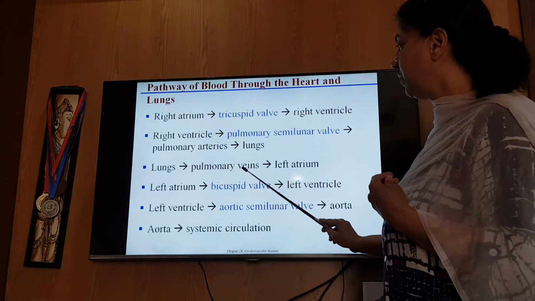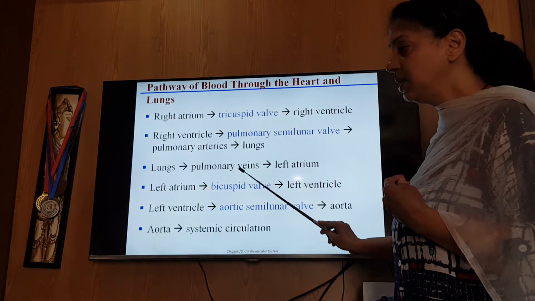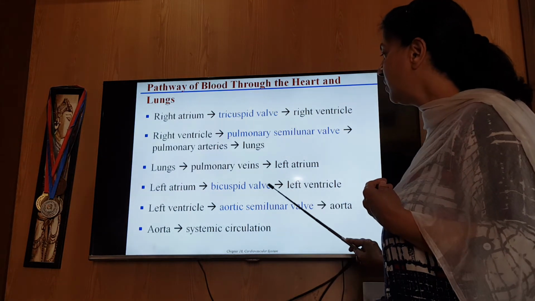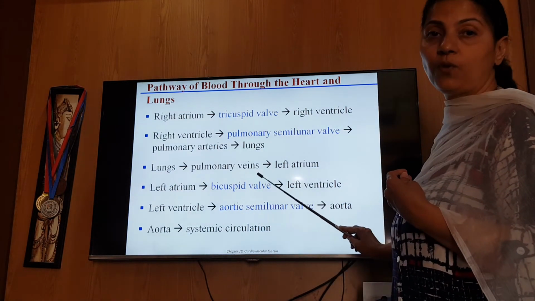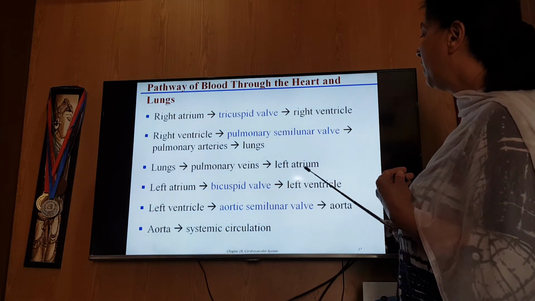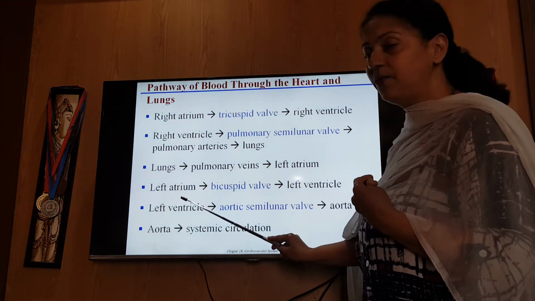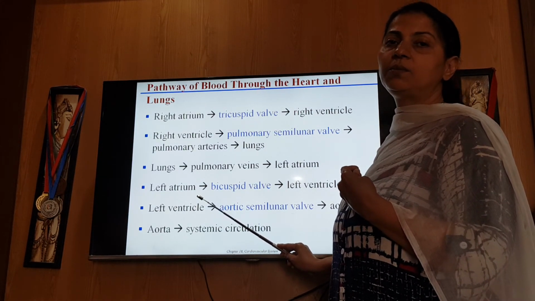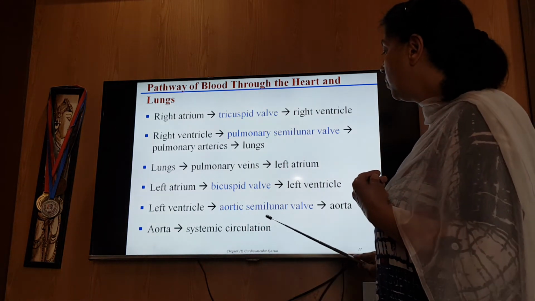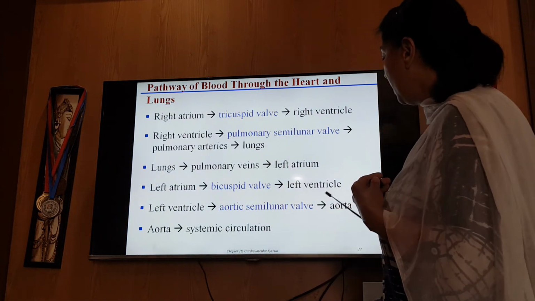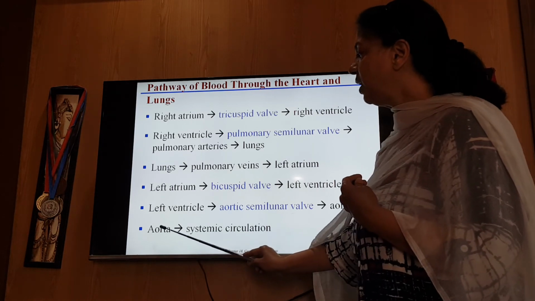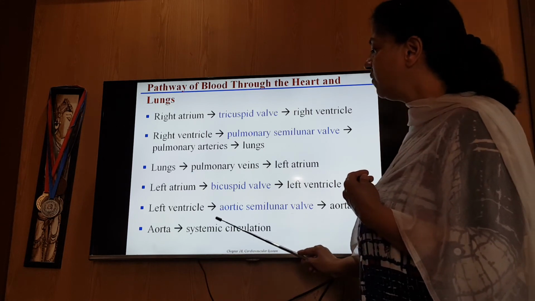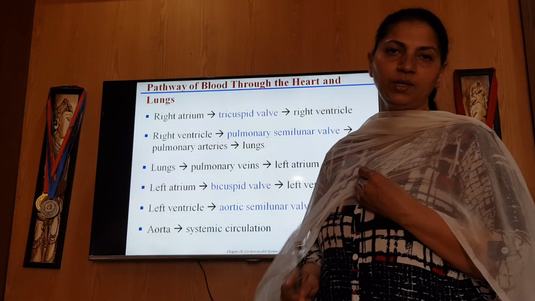Then through the pulmonary veins, this oxygenated blood will reach the left atrium. From the left atrium, it has to pass through the bicuspid or mitral valve. And then the blood will reach the left ventricle. From the left ventricle, now the function of the left ventricle is to supply the oxygenated blood to the whole body. So through the aortic semilunar valve, it will reach the aorta. And the aorta will finally give the systemic circulation, meaning it will give circulation to all the systems of the body. Clear?